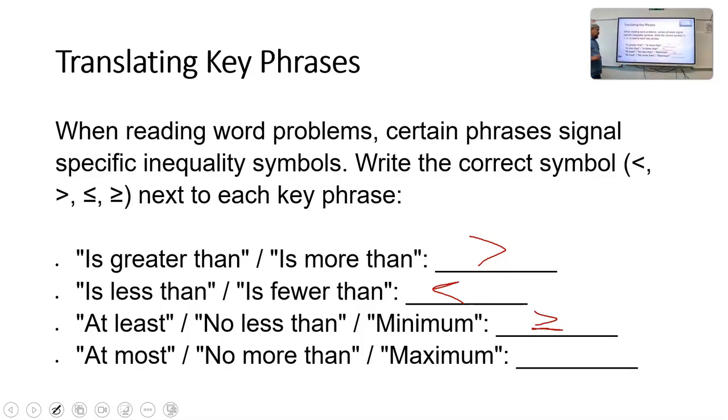At most, or no more than, or the maximum. So let's say I ate at most 4 donuts. That means I ate 4 or less than that. So I would have less than or equal to on that one. So those are a couple key phrases that will help you figure out how to translate when you're going from English into the inequality statement.